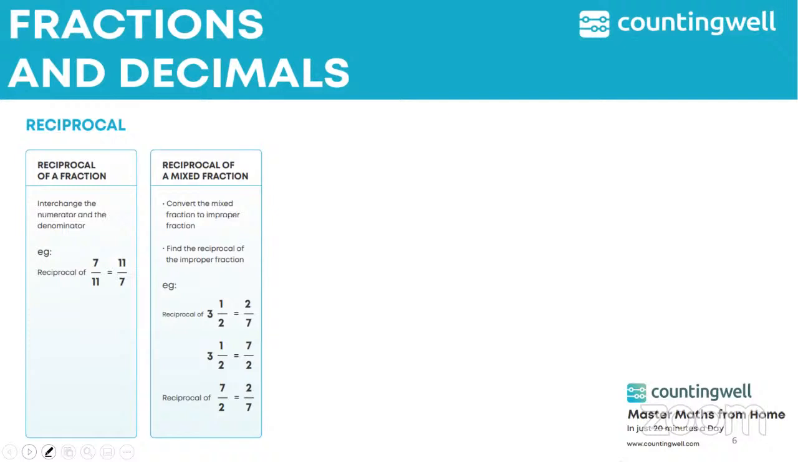So 63 by 10 will be greater than 9 by 2 as well as 7 by 5. Now let us see how to find the reciprocal of a fraction in case of proper, improper or mixed fraction. So whenever we want to find the reciprocal, we interchange the numerator and the denominator. So the reciprocal of 7 by 11 is equal to 11 by 7.